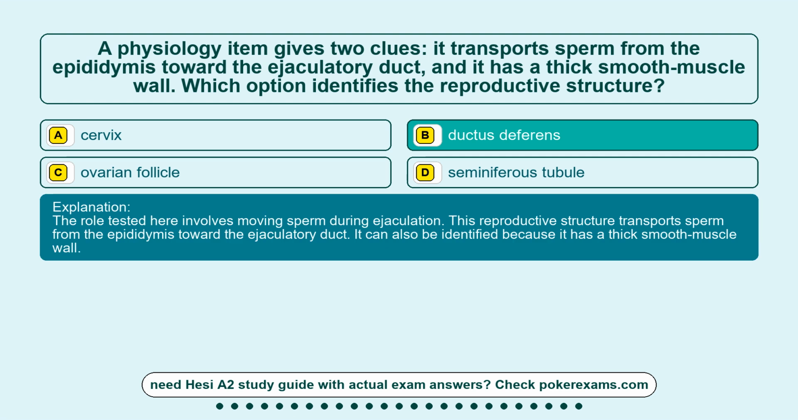The role tested here involves moving sperm during ejaculation. This reproductive structure transports sperm from the epididymis toward the ejaculatory duct. It can also be identified because it has a thick smooth muscle wall.